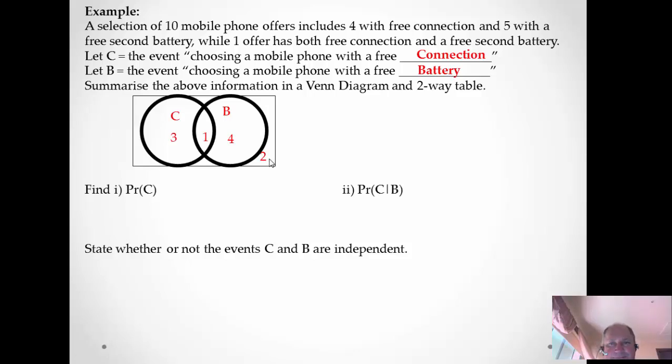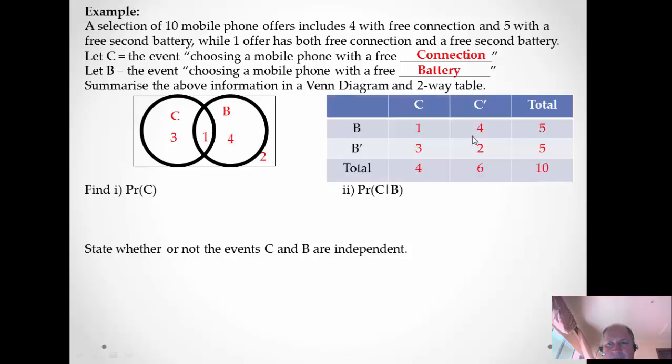Two-way table, the same 4 numbers in those 4 spots as on the table here. That's the intersection of C and B. That's the C only, that's the B only, and that's the neither B or C. And we get our totals here. So we ask some questions.